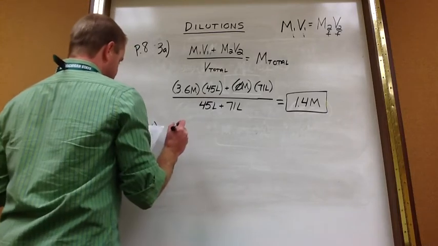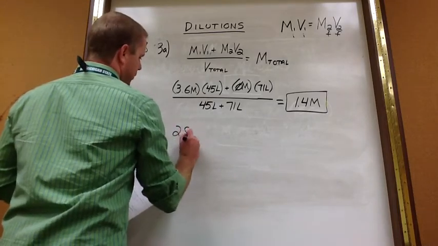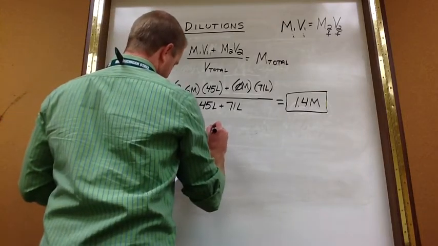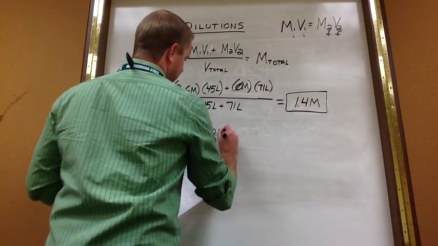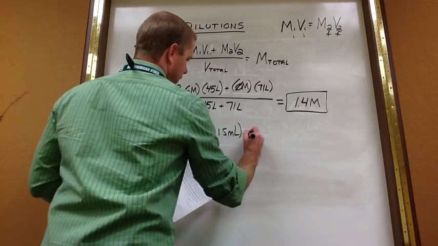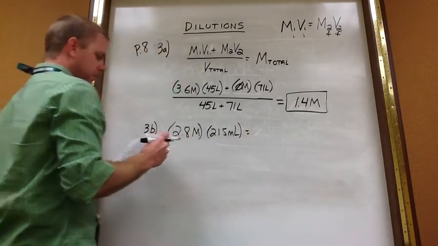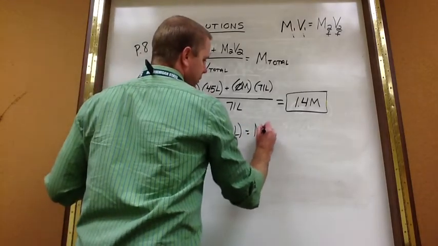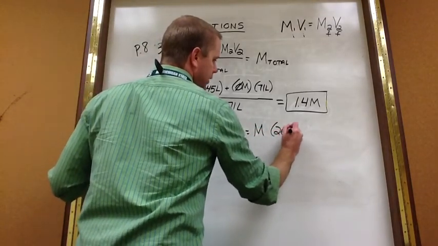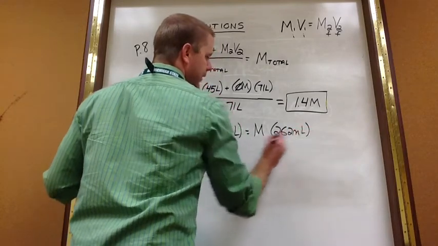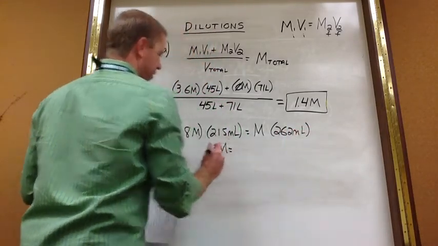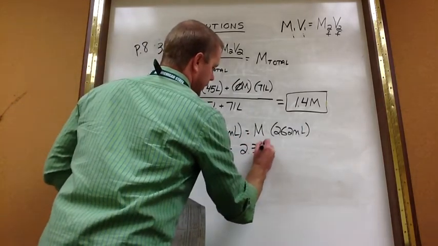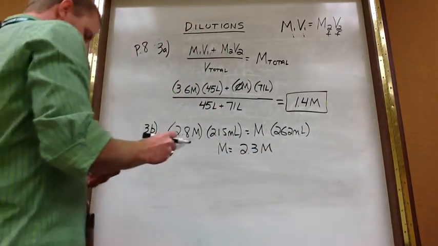So here we go. 2.8 molar times, let's see, you got 215 milliliters of it equals, you're adding 47 milliliters of water. So now you want to know what the molarity is when it's 262 milliliters. You do the math, and molarity equals 2.3 molar.